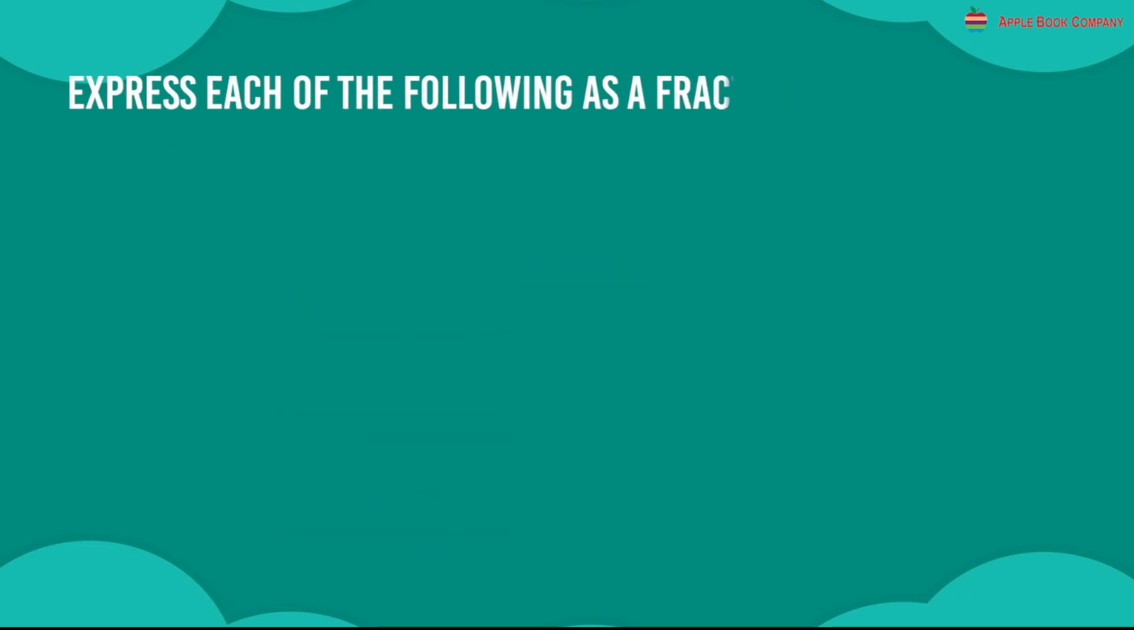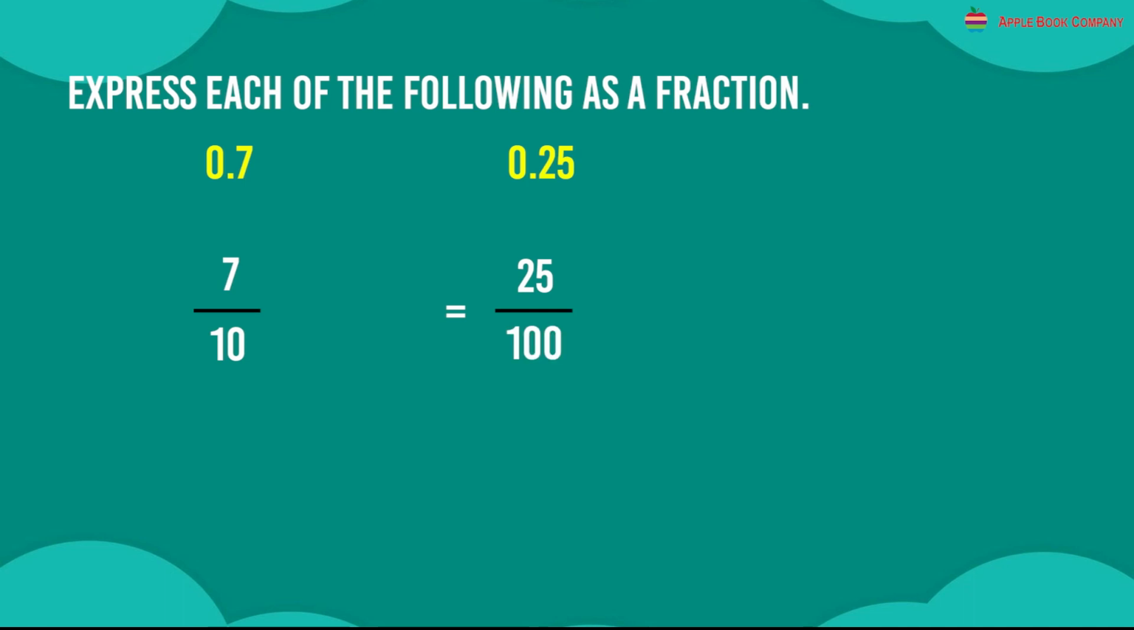Next one. Express each of the following as a fraction. 0.7 can be represented as 7 by, since there is one digit after dot, it becomes 10. That is 7 by 10. Let's see another example. 0.25 means 25 divided by, since there are two numbers, we have two zeros after 1. If we simplify this, it becomes 1 by 4.